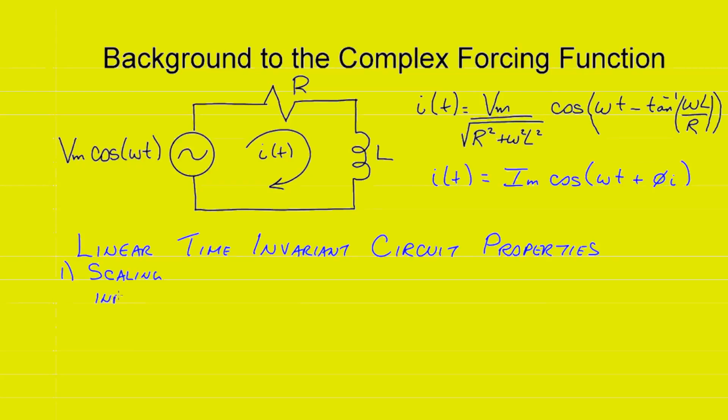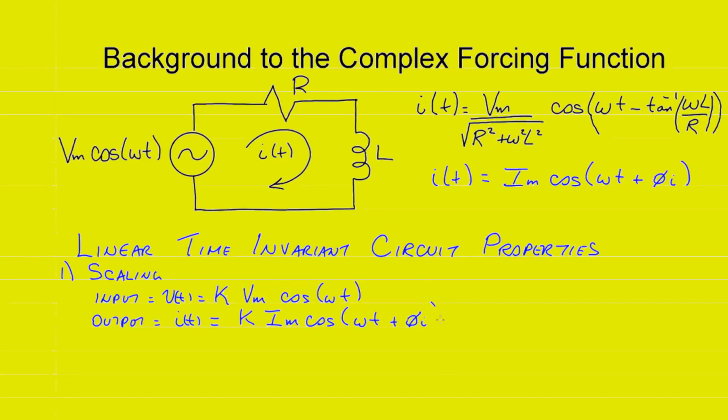So if my input was equal to V of t, which is now going to be k times Vm cos omega t, then the resulting output will be I of t, and that will be simply k times whatever output I would have had before, which was Im cos omega t plus whatever phase shift we'd encountered before. Notice that as I scale the amplitude, the frequency doesn't change and the phase doesn't change either.